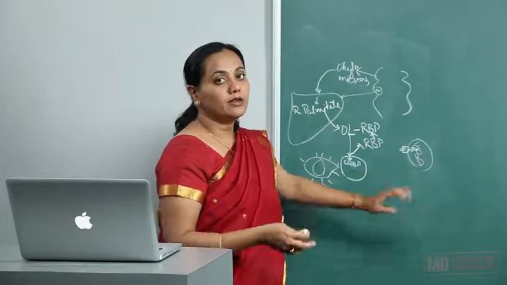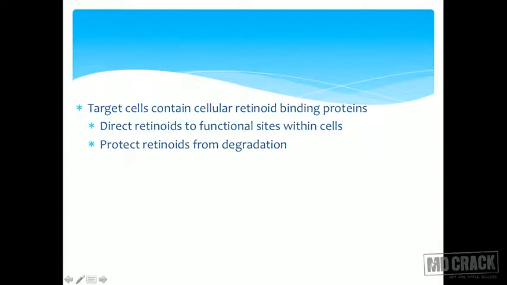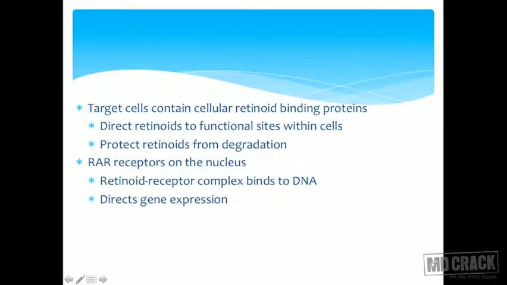in growth and differentiation. So target cells contain cellular retinoid binding proteins which direct retinoids to functional sites and protect retinoids from degradation. So the retinoic acid receptor complex binds to DNA and directs the gene expression.